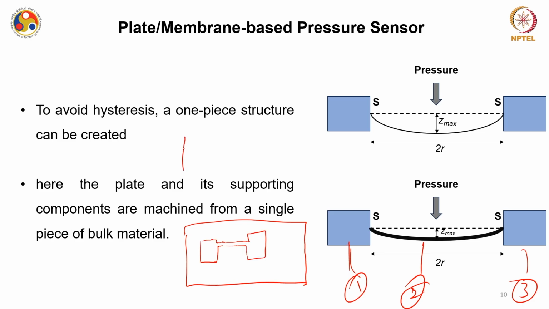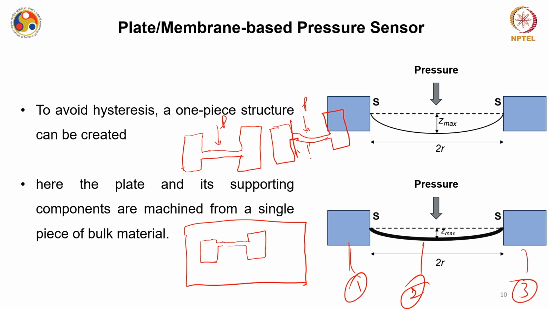Now, the sensor will look like this. When you apply a pressure say in this area, this is the known area, you are applying the pressure and this will bend, this will try to take a spherical shape, but there is no slipping and no hysteresis. However, of course, the device will not be that sensitive as compared to the previous one. So, if you see, the plate as well as the supporting components are machined from a single piece of bulk platinum in this case.